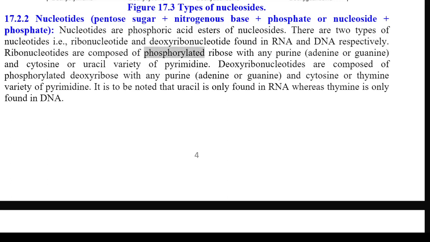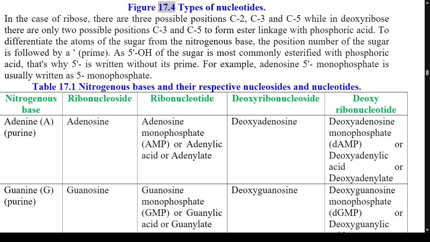Ribonucleotides are composed of phosphorylated ribose with any purine, adenine or guanine, and cytosine or uracil variety of pyrimidine. Deoxyribonucleotides are composed of phosphorylated deoxyribose with any purine, adenine or guanine, and cytosine or thymine variety of pyrimidine. It is to be noted that uracil is only found in RNA, whereas thymine is only found in DNA. Figure 17.4 Types of nucleotides.